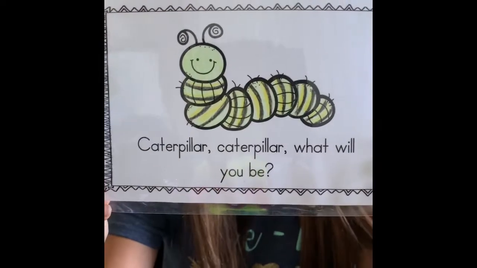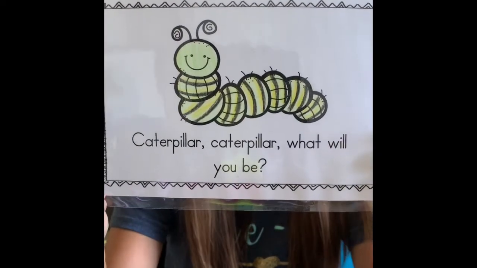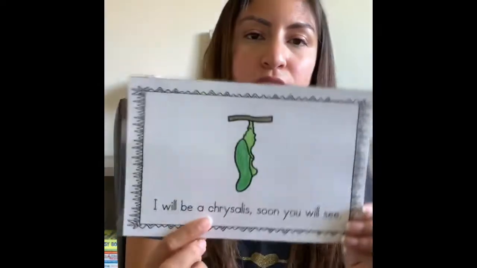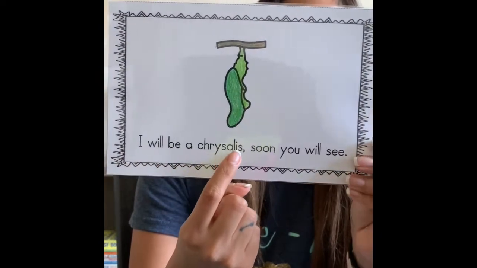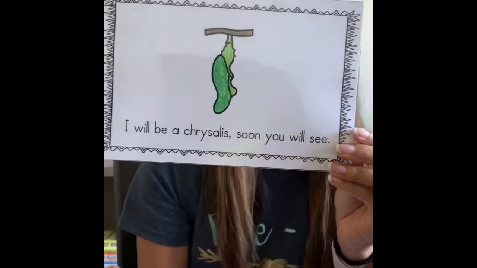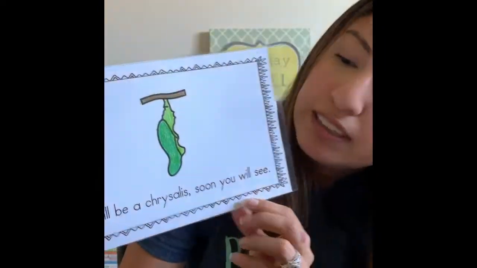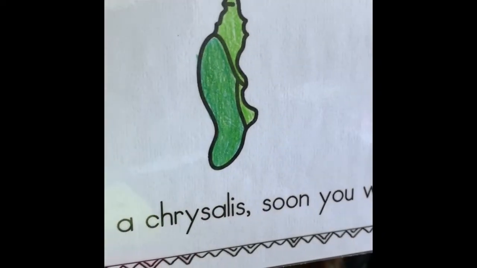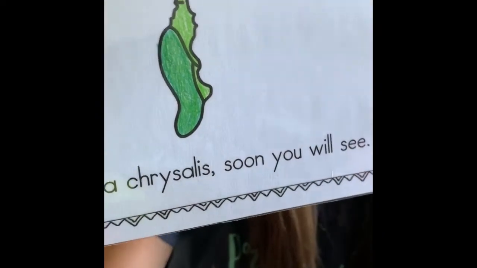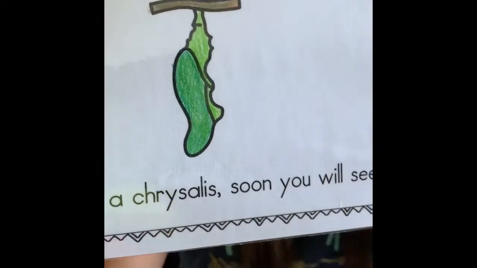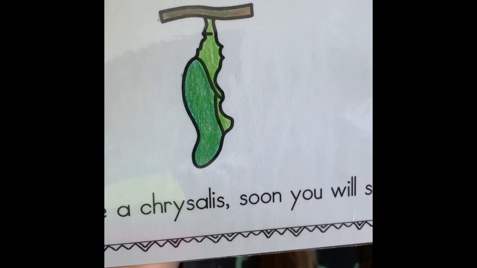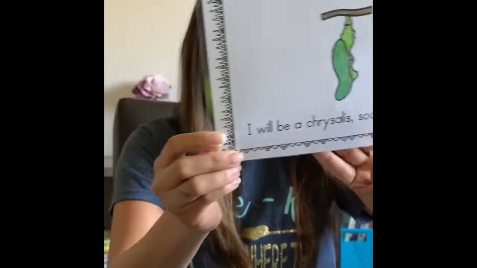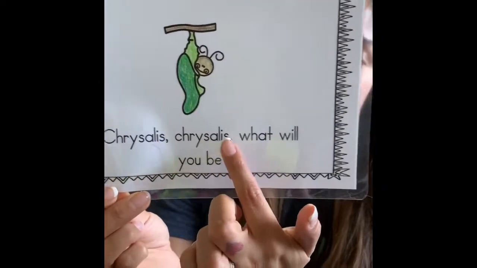So what do you think the caterpillar will turn into next? I will be a chrysalis. Soon you will see. So the caterpillar, he's inside of the chrysalis now. This is called a chrysalis. Okay? And the caterpillar becomes a pupa. And he will be inside of the chrysalis for about 2 weeks. So now we ask. Chrysalis, chrysalis, what will you be?